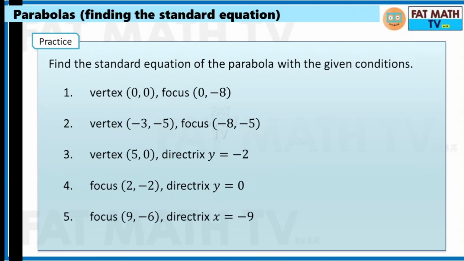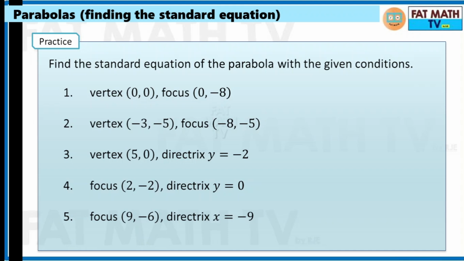Okay, for your practice, answer the following items. Find the standard equation of the parabola with the given conditions. Number 1, vertex 0, 0, focus 0, -8. So you need to identify where the parabola opens, what is c, what is the standard equation, and what is the h and the k.